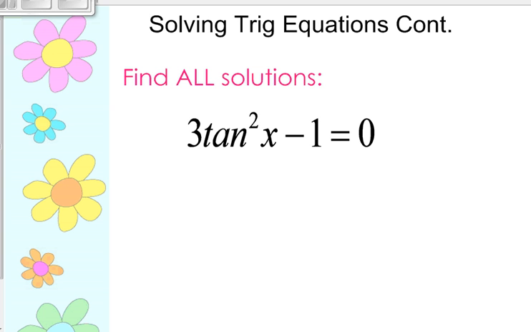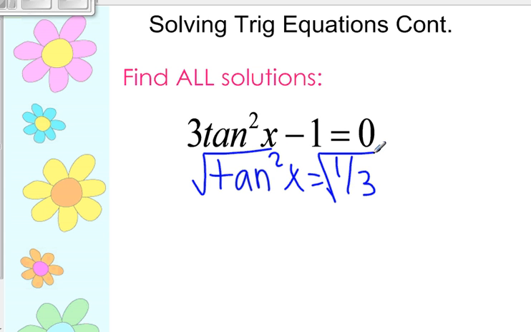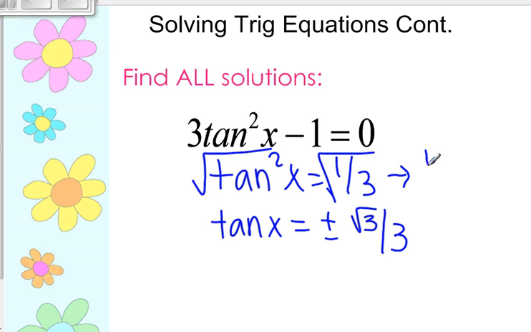So I'm going to add the 1 and divide by the 3. So I get tan squared of x equals 1/3. And then I'll take the square root of both sides. So that's tangent of x equals plus or minus the square root of 3 over 3. Remember here we're going to get 1 over the square root of 3, and we can't leave that, so we multiply the top and the bottom by the square root of 3. Okay, so we get the square root of 3 over 3.